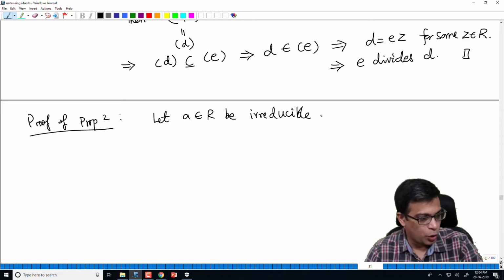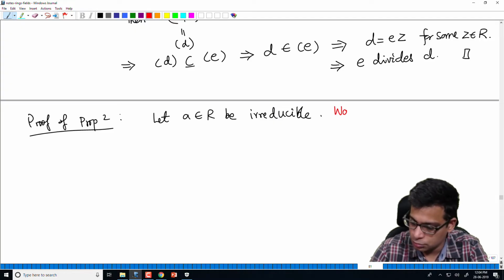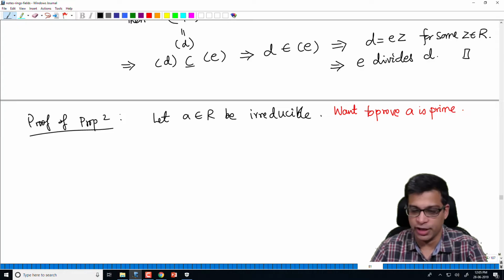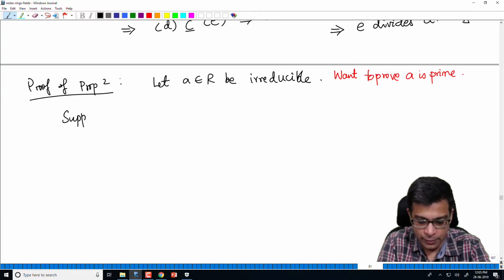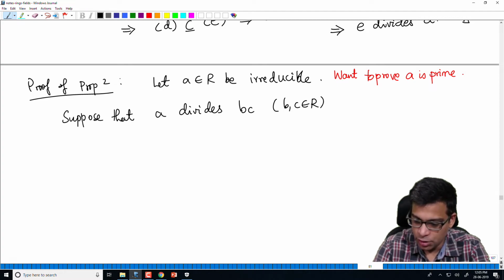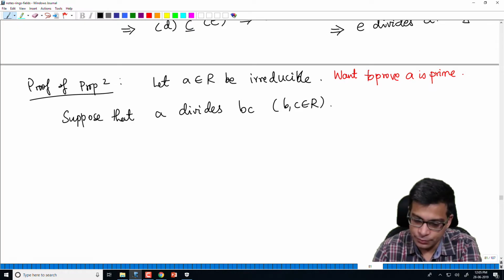We want to prove A is prime. I claim that every irreducible element is prime. So suppose that A divides a product of two elements, let's say BC, where B and C are in R. We want to show that A divides either B or A divides C.